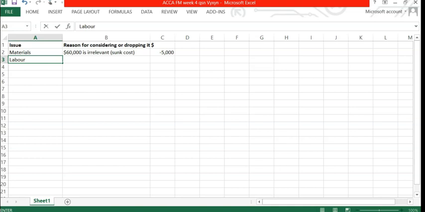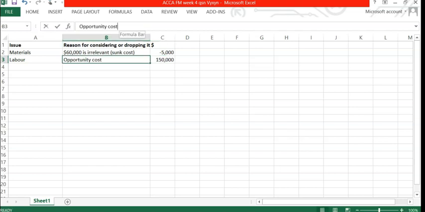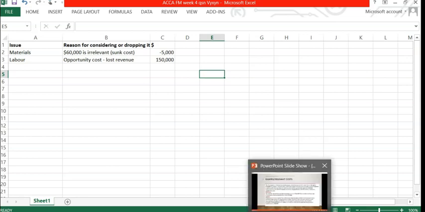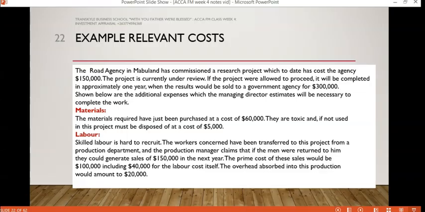Opportunity cost. How much? $150,000 because we have lost this revenue. Opportunity cost, you could say further lost revenue, right? So that the examiners will understand what is going on. So this is actually a clear cost. And then you go to the paragraph again and finish everything.